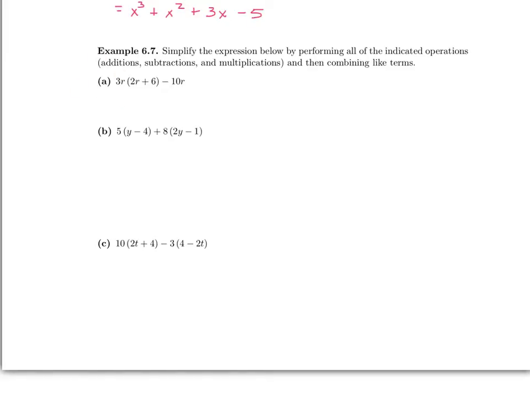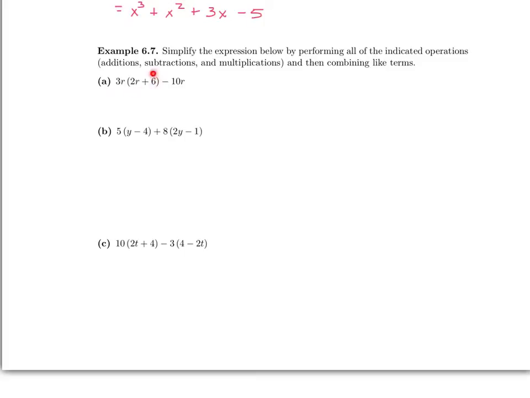You can see that we're subtracting 10r from this expression. And notice in this expression, we're multiplying 3r by 2r plus 6. So there's multiplication being performed as well as addition and subtraction. Before we can subtract the 10r, we need to perform this multiplication. In order to perform this multiplication, what property do you think we'll need to use?